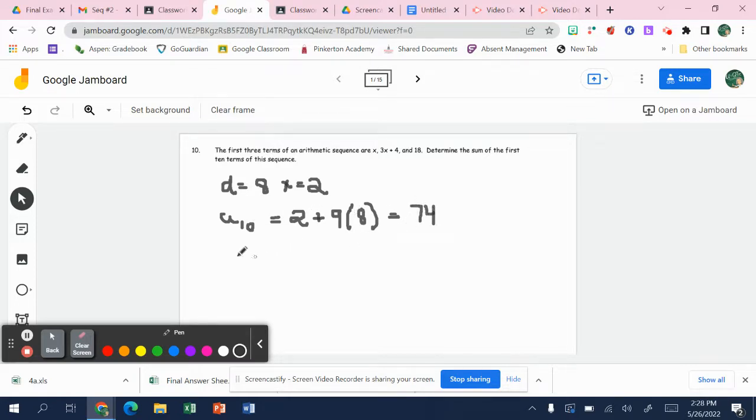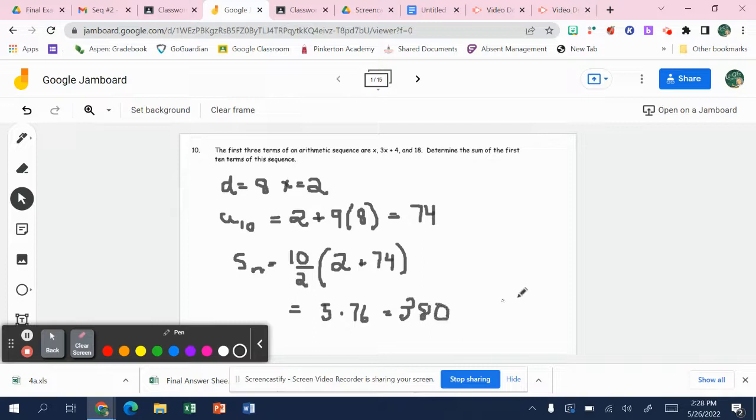Now we can go back to our sum equation. It's going to be n over 2, so that's going to be 10 over 2 times a1, which we now know is 2 because we found out x is 2, plus my an, which is 74. So this is going to be 5 times 76, which is 380.